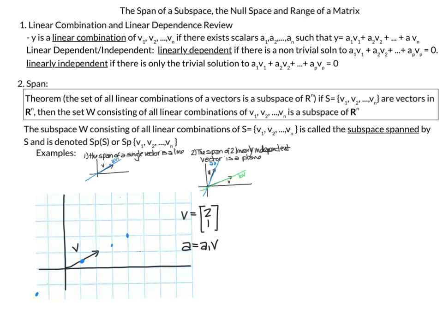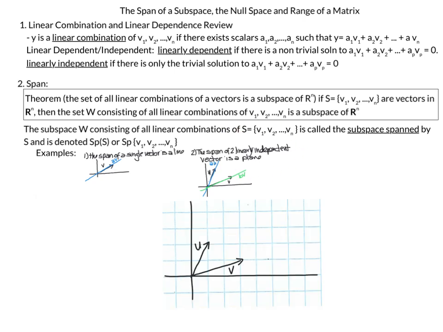You can see that all of these points we get as we scale v lie on the line. Our second example is that the span of two linearly independent vectors is a plane. Here's an example, u and v. These are linearly independent, and the importance here for the two vectors is that they are not collinear.